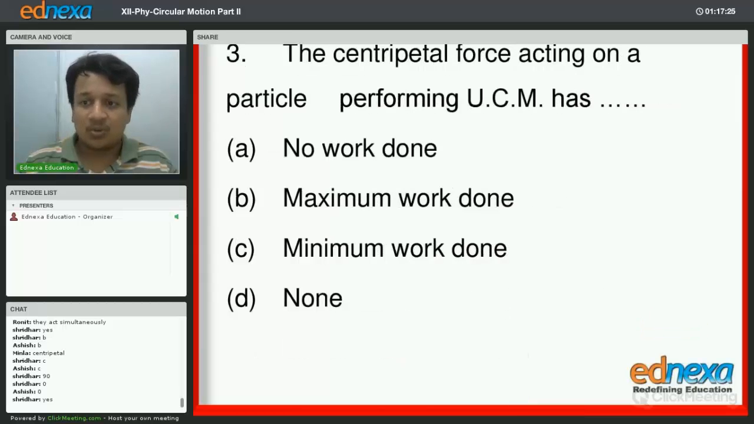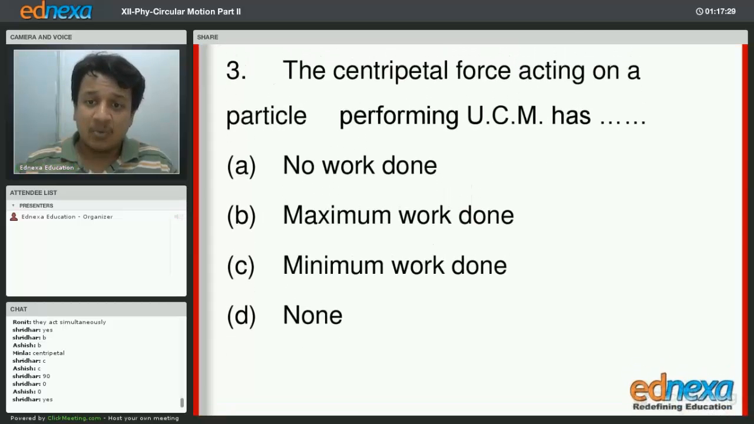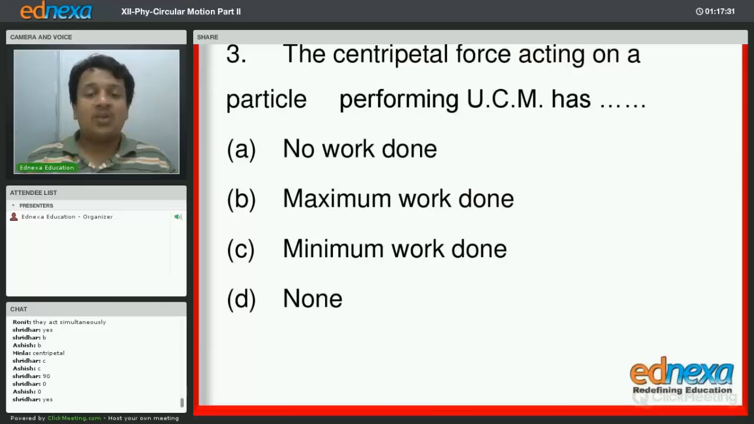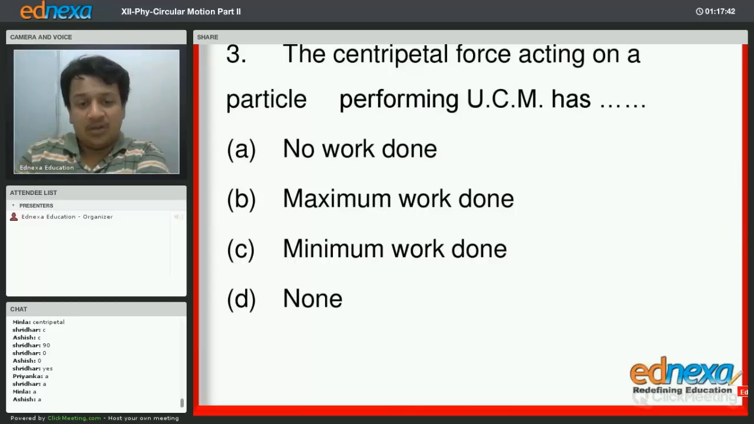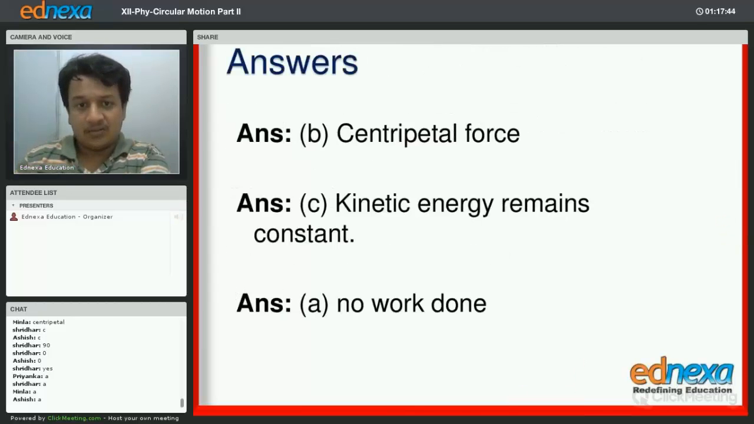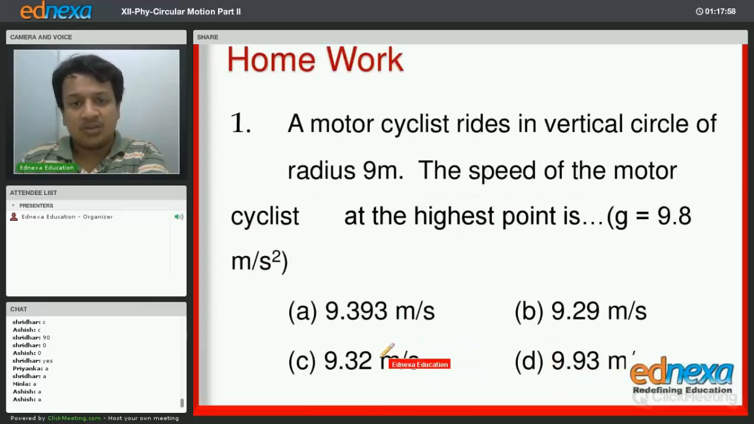And almost the same question. The centripetal force acting on a particle performing UCM has no work done, maximum work done, minimum work done, none. As we discussed just now, what is the correct option? A, correct, no work done. Very good. Option, sorry, kinetic energy remains constant. This is wrong. I am very sorry. It is 0 only, and no work done. Obviously, there is no work done, so there is no kinetic energy also.